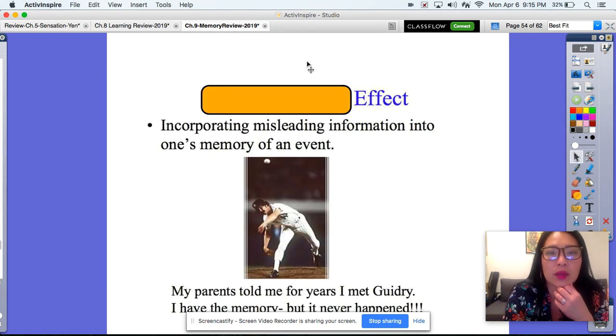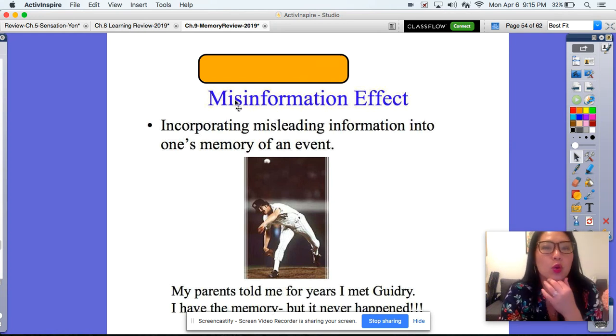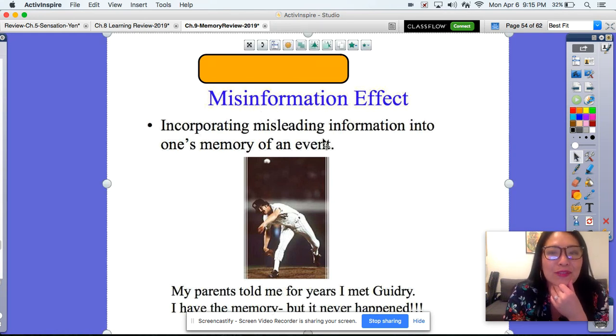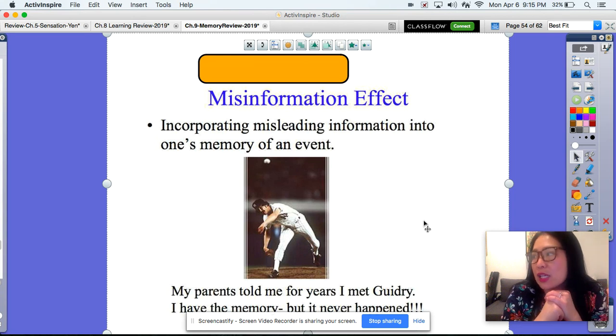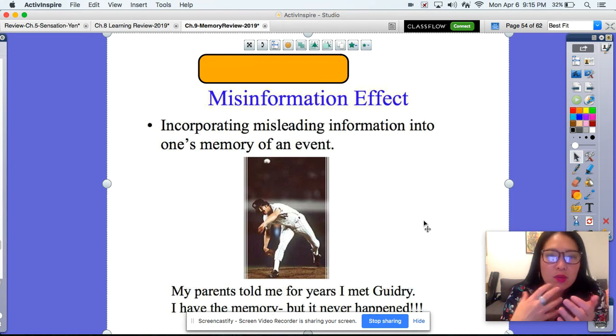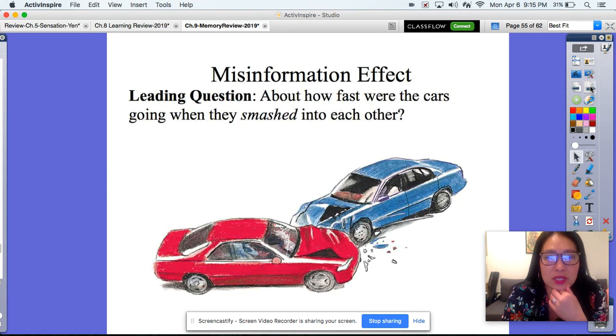Okay, this one is called the misinformation effect. It's incorporating misleading information into one's memory of an event. So you misrepresent something you've heard, or you think you experienced it a certain way, but then someone says, oh no, that didn't happen. Incorporating misinformation was studied by Loftus.